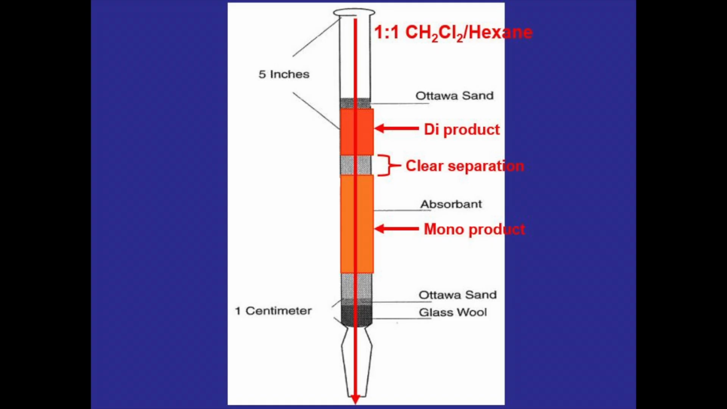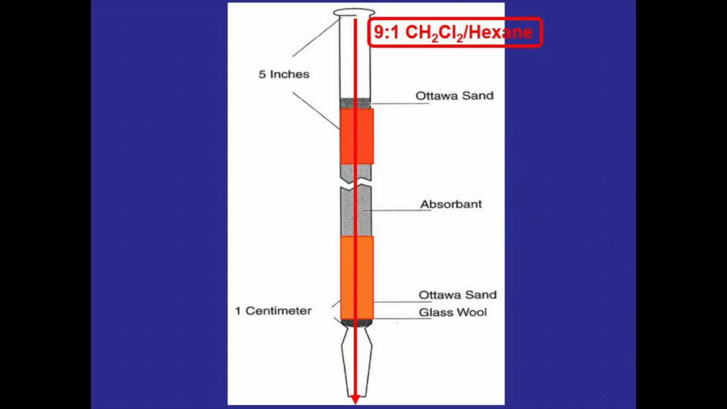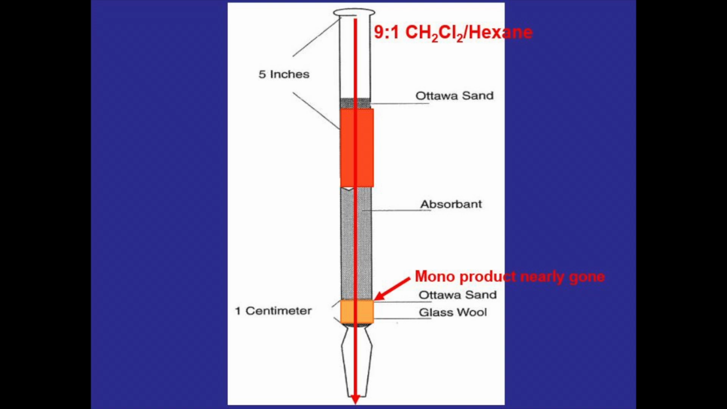the third solvent, a 9-to-1 ratio between methylene chloride and hexane, which again is going to be slightly more polar. Eventually, the mono product will start to exit the column, and we want to keep eluting it until the mono product is nearly gone. At this point, we can add the last and most polar solvent, the 9-to-1 ratio between methylene chloride and methanol. And the reason why we wanted to wait until the mono product was nearly gone before adding this solvent is because it basically flushes anything out of the column.